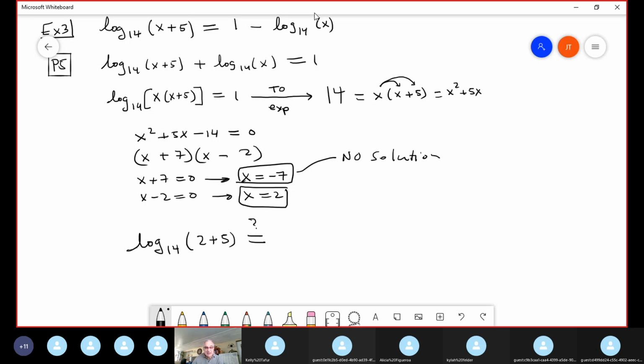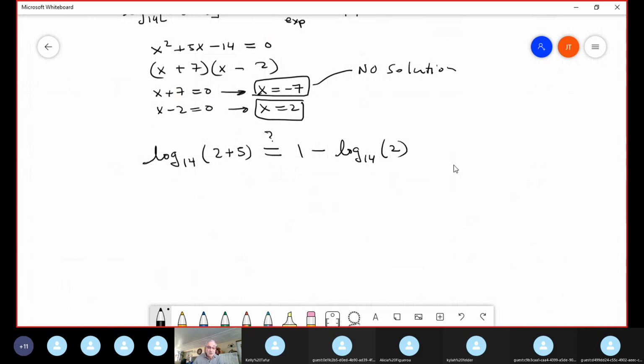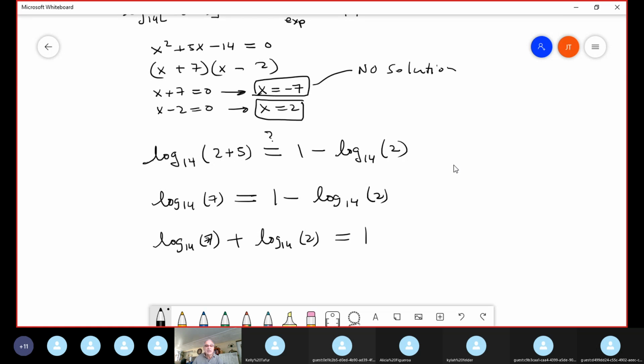On the right-hand side, I claim 1 minus logarithm base 14 of 2. Okay, I need to prove this, whether it's true or false. Well, 2 plus 5 is 7. You know that. So logarithm base 14 of 7 should be equal to 1 minus logarithm base 14 of 2. To prove that, I suppose the easy way is to move this logarithm again, similar to the beginning, to the other side: logarithm base 14 of 7 plus logarithm base 14 of 2 should be 1. And you condense.